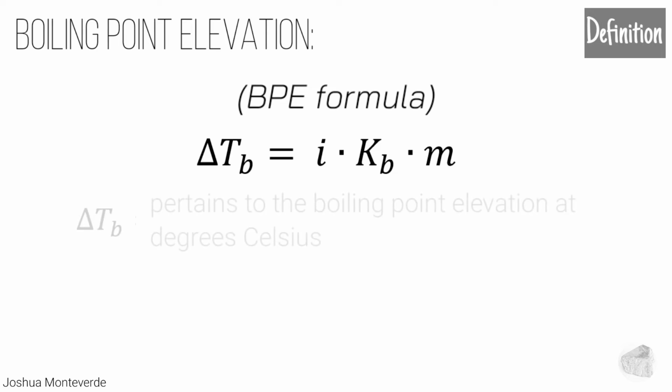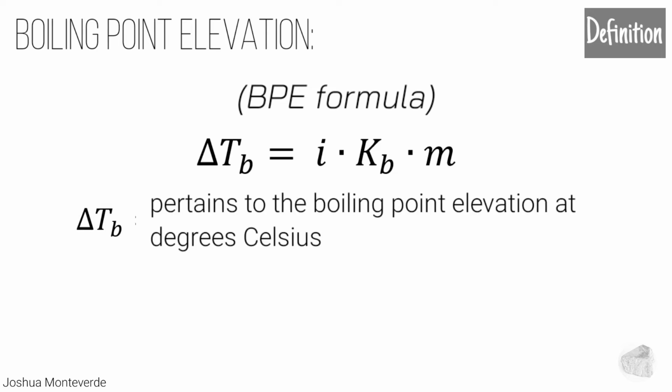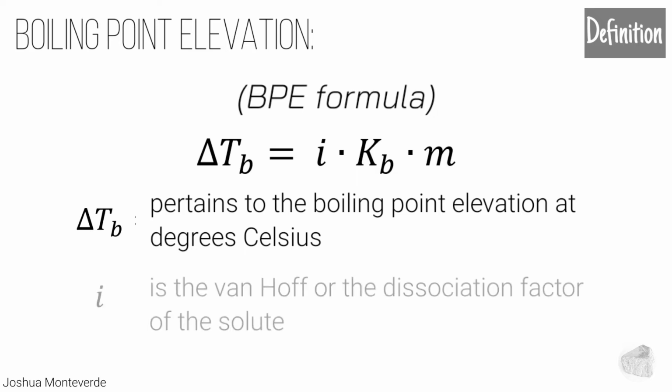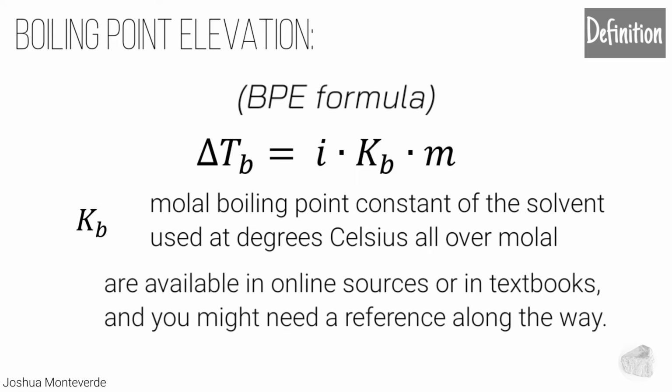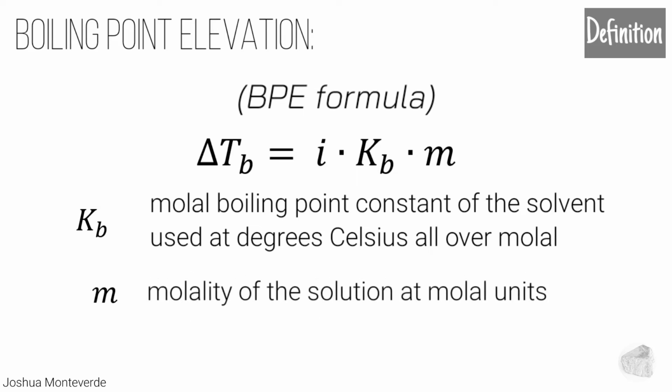Delta T sub B pertains to the boiling point elevation in degrees Celsius. i is the van 't Hoff or the dissociation factor of the solute. K sub B is a constant, the molal boiling point constant of the solvent used, in degrees Celsius over molal. K sub B values are available in online sources or in textbooks, and you might need a reference along the way. m is basically the molality of the solution in molal units.